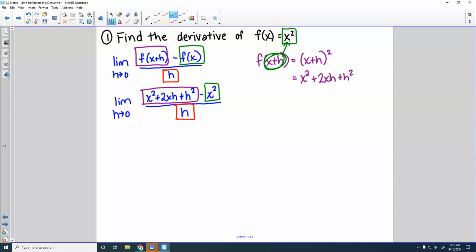Okay, questions so far? All right, so now these work like delta x problems. What you usually want to see happen is everything cancels that does not have an h. So this x squared cancels with this positive x squared right here. And that leaves 2xh plus h squared all over h. Since there is an h with every term in the top, we could factor an h out. So we've got h times 2x plus h in that numerator, and we've got an h in the denominator as well.